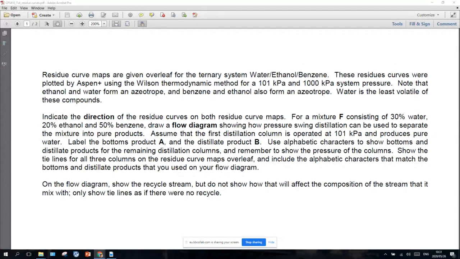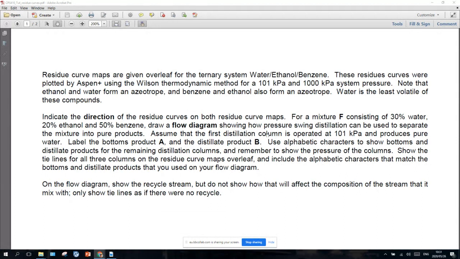So the first thing to do is to indicate the direction of the residue curves on both residue curve maps. So they give the mixture's composition. Oh wait, let me get... Oh, I can't use a pointer on this. I can use a pointer here. Yes, look at that. Okay.